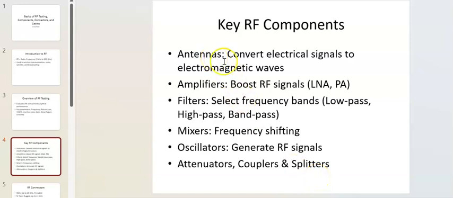Coming to the antennas, they will convert the electrical signals into electromagnetic waves, and there will be a transmitter antenna and a receiving antenna at the transmission side and receiving side. Coming to amplifiers, they will boost the RF signal, like LNAs and PAs, low noise amplifiers and power amplifiers. Filters will select particular frequency bands, like low pass filter, high pass filter, band pass filter.